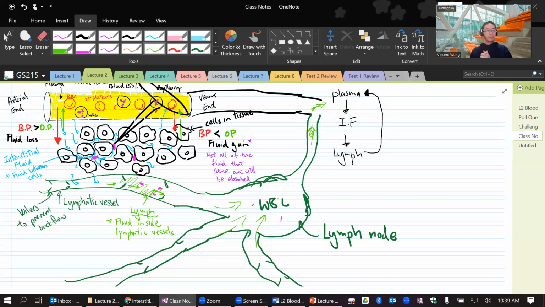Okay. Are we okay here? Does my diagram make sense? Do you want me to clarify anything?